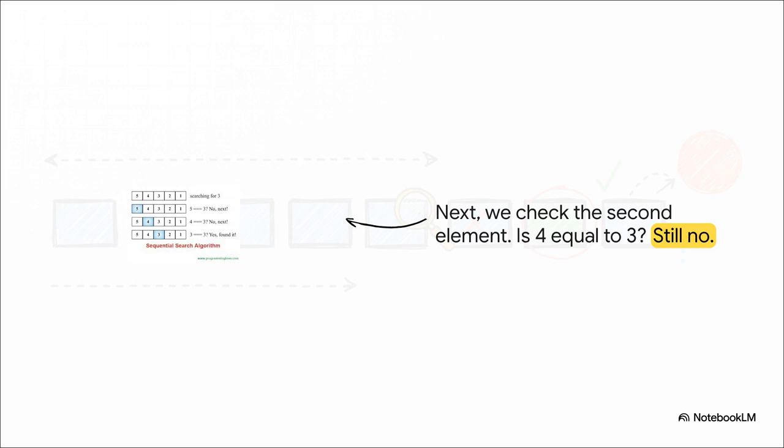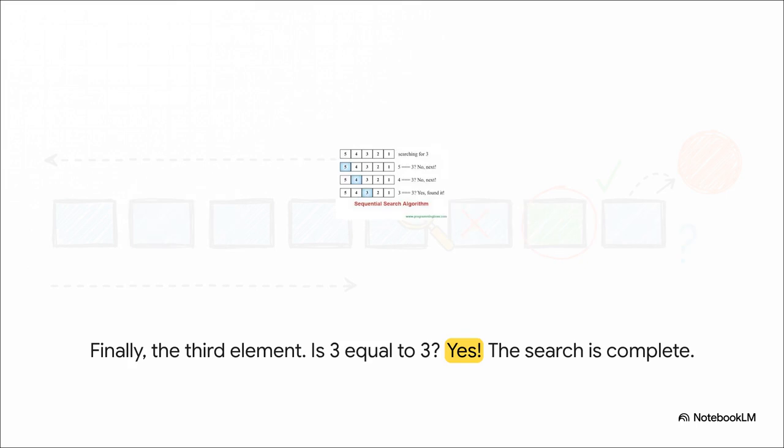Next up is the second spot. We've got the number 4. And again, same question. Is 4 equal to 3? Nope, still not it. So we just keep chugging along, one by one. All right, third time's the charm. We get to the third element, and look at that. It's a 3. The computer asks, is 3 our target? Yes, bingo! We got a match. And here's the key. The search stops right there. It's done. We don't need to look at the rest of the list.